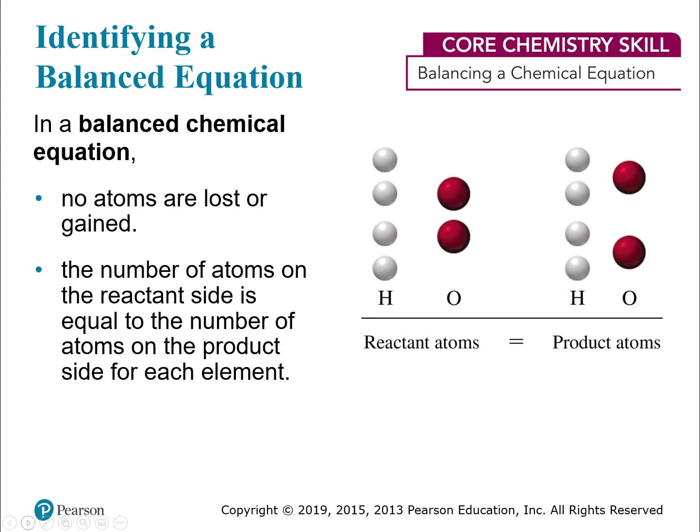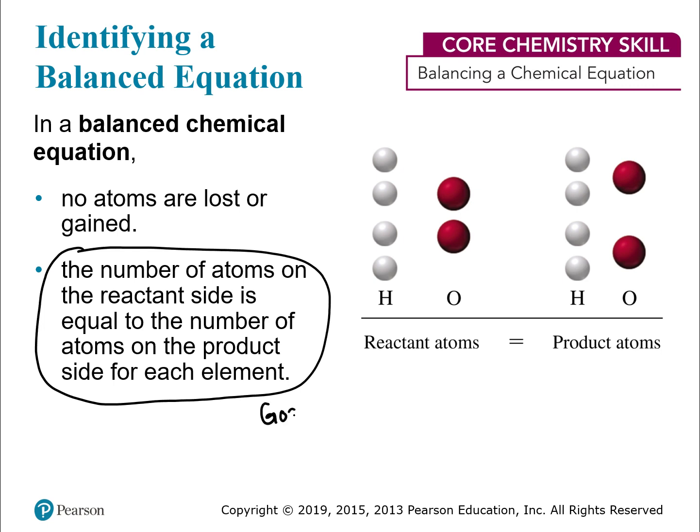The reason why we're talking about what an equation looks like is because we're going to have to balance equations. And the goal of balancing an equation is to have the same number of atoms on the reactant side as the product side for each element. So this is our goal. The picture on the right just shows the same number of hydrogen atoms and oxygen atoms on both sides. That's the goal. Same on both sides.